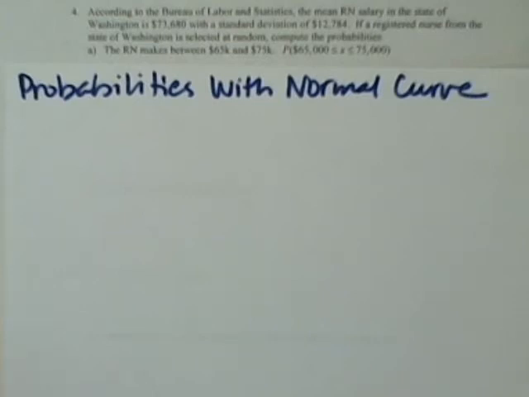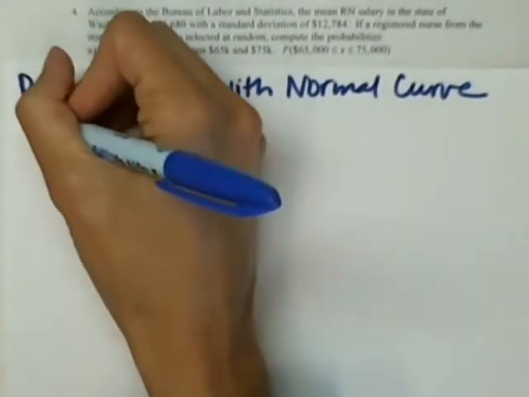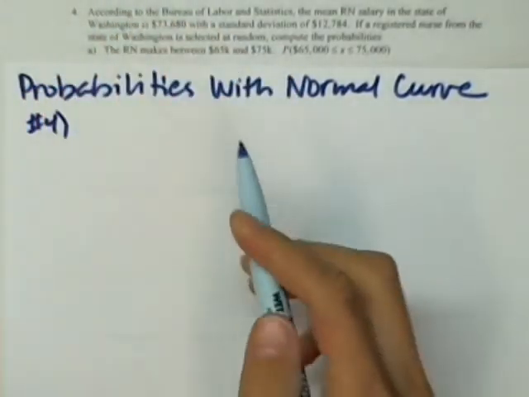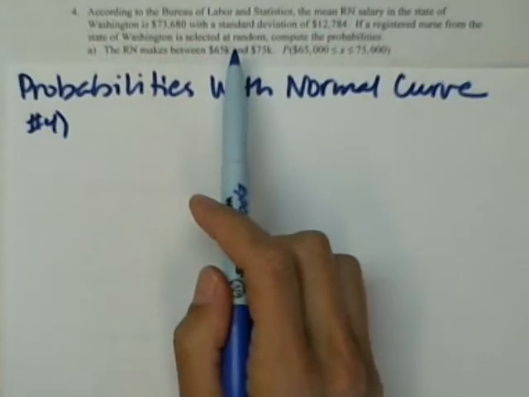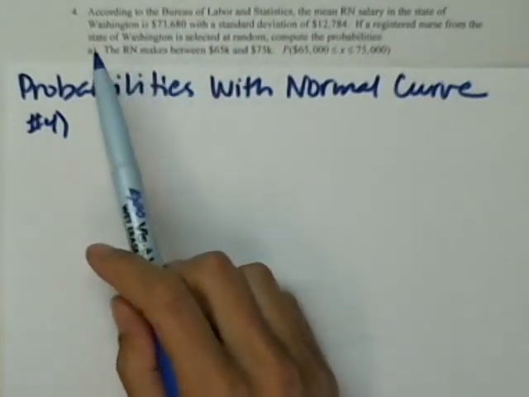We're going to work on probabilities using the normal curve. I'm working on the Chapter 6 worksheet, and I'm going to work through number 4. It's really difficult to read what I've got printed here, so you can print out your own copy, but I'll also put up the important information here.